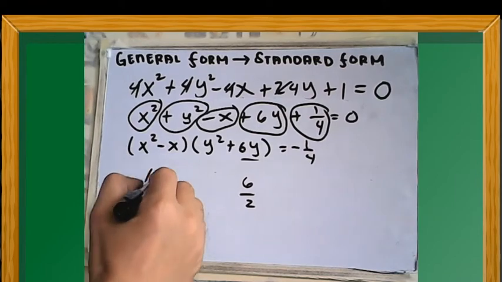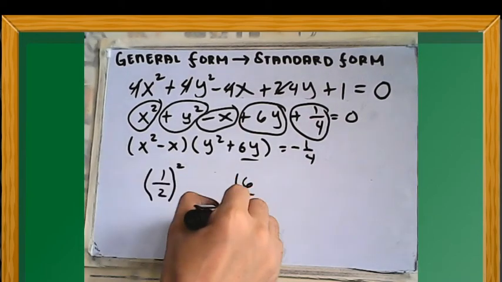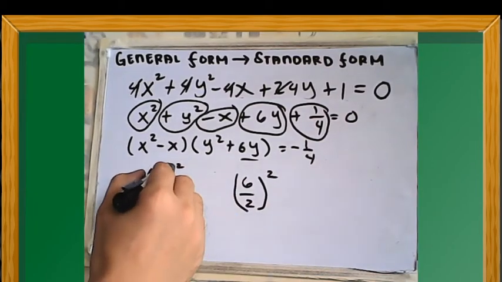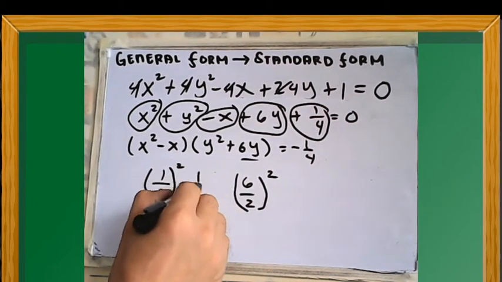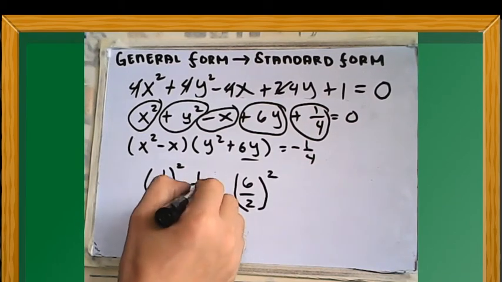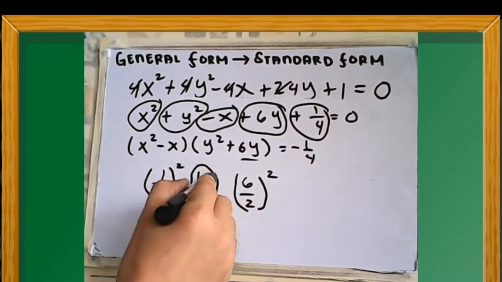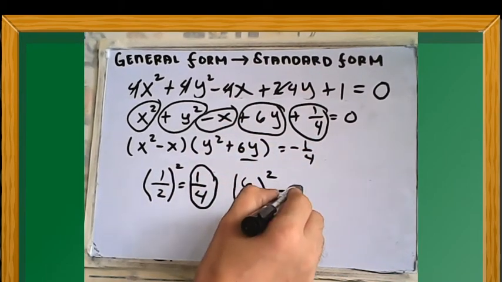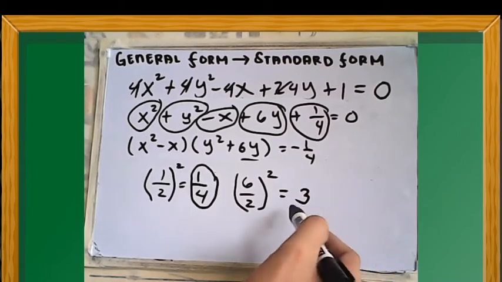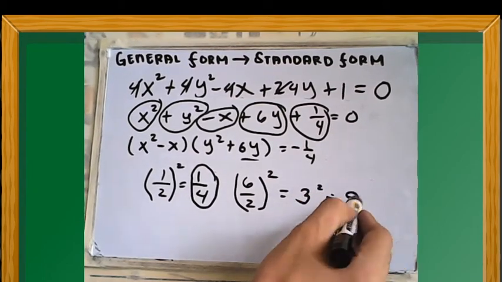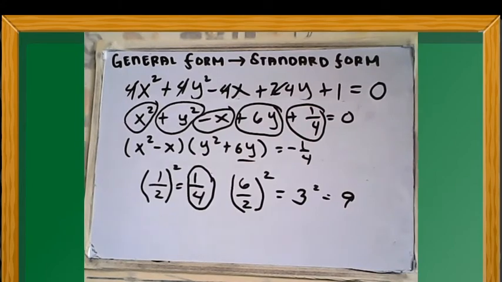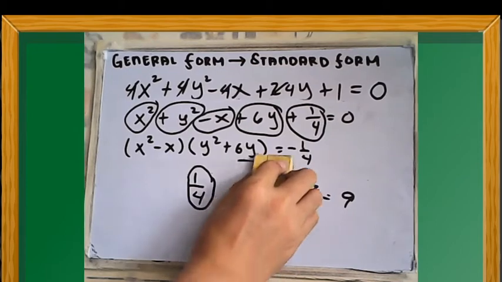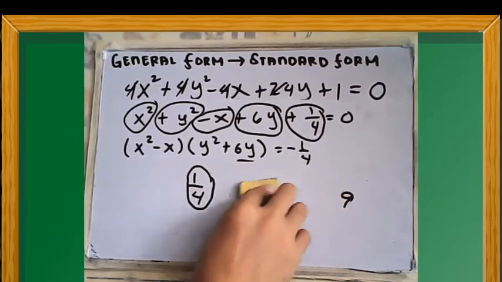And then we square it. So 1 over 2 squared is 1 times 1, which is 1, over 2 times 2, which is 4. So 1/4. Here, 6 divided by 2 is 3, and then 3 squared is 9. So for x, what we got is 1/4, and for y, what we got is 9.